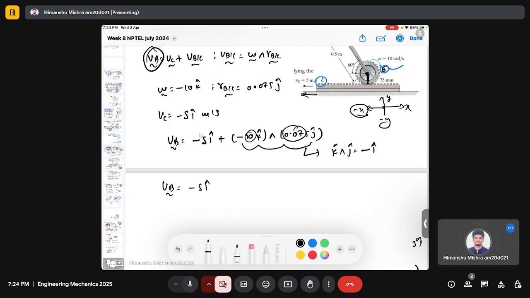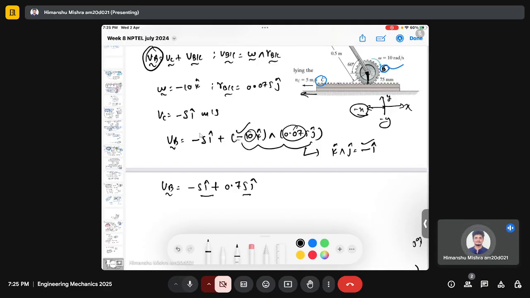Which will give us 0.75, and this minus and this minus will be getting positive, so it will be positive 0.75 i. So both are in the x direction, both are i cap and i cap, so we can just do the addition and subtraction exercise. So we will get Vb as minus 4.25 i meter per second.